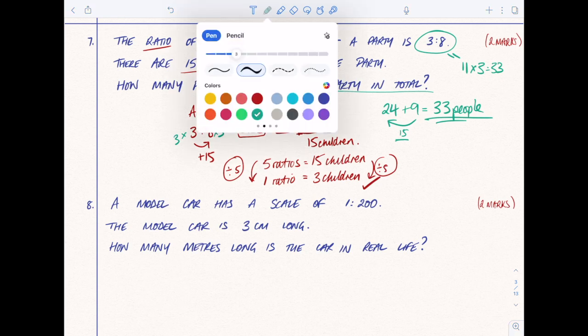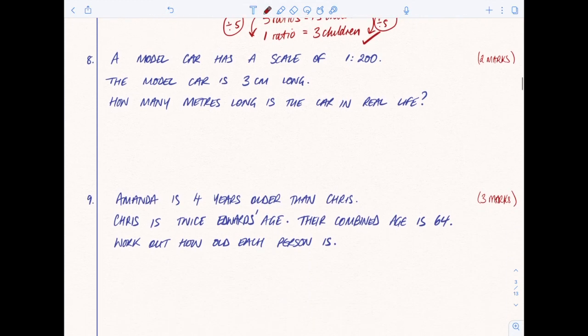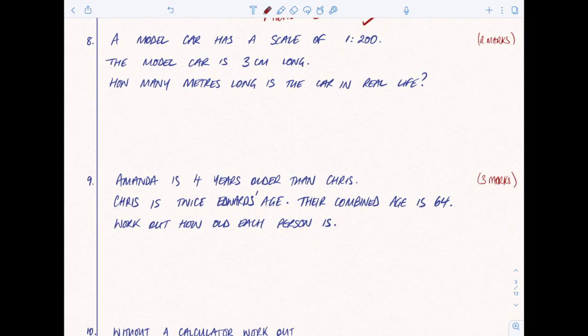Perfect. Next one then, moving on. So we've got a bit about scale drawings and the model here. So a model car has a scale of 1 to 200. Key thing to identify here is that 1 to 200 means 1 centimetre is the equivalent of 200 centimetres in real life. Okay, so 1 centimetre of my model actually represents 200 centimetres, which is 2 metres in real life. So the model car is 3 centimetres long. So if I just draw my model car here, my very artistically drawn car.